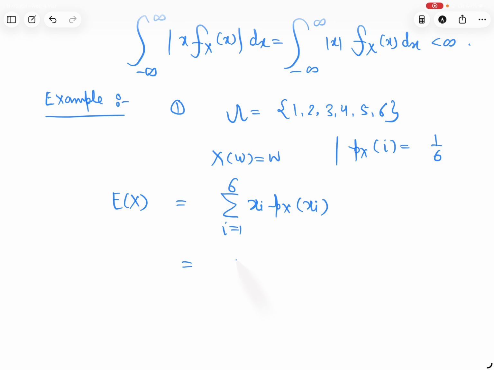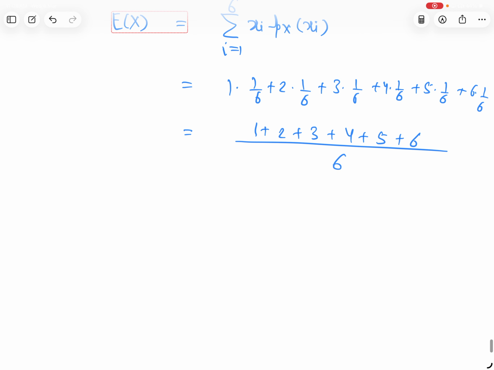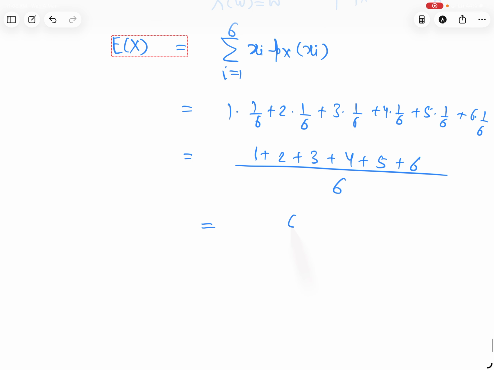This is 1 into 1 upon 6 plus 2 into 1 upon 6, 3 into 1 upon 6, 4 into 1 upon 6, 5 into 1 upon 6, plus 6 into 1 upon 6. So 6 will be common in the denominator: 1 plus 2 plus 3 plus 4 plus 5 plus 6. The sum 1 plus 2 plus up to n is n into n plus 1 by 2. So this is 6 into 6 plus 1 by 2 upon 6. The 6 cancels, so 7 by 2, which means 3.5.